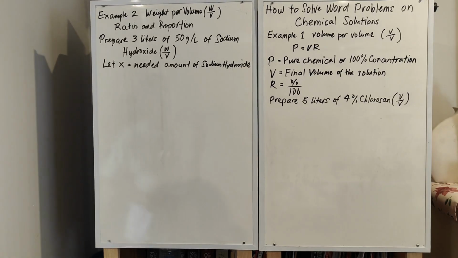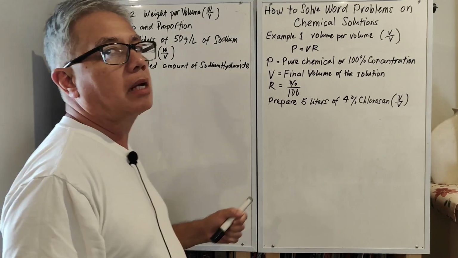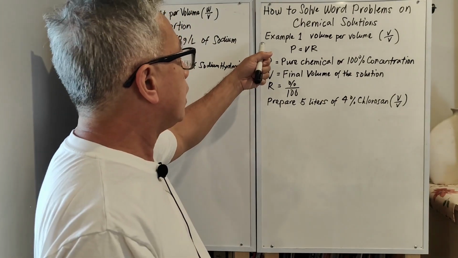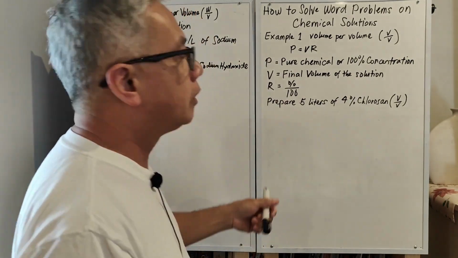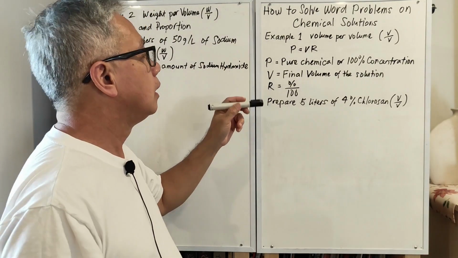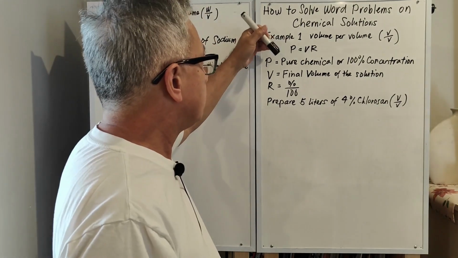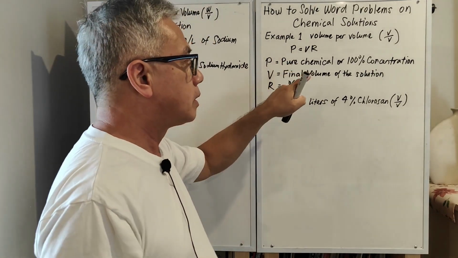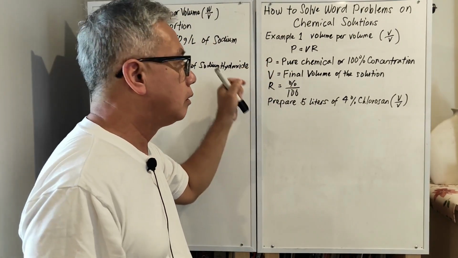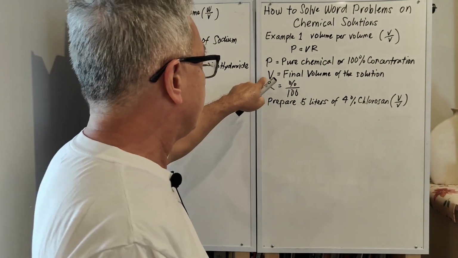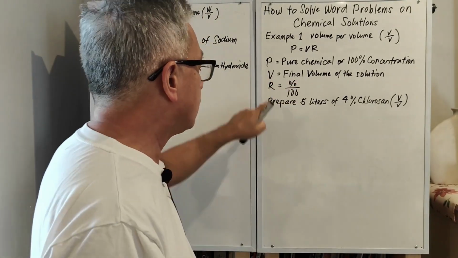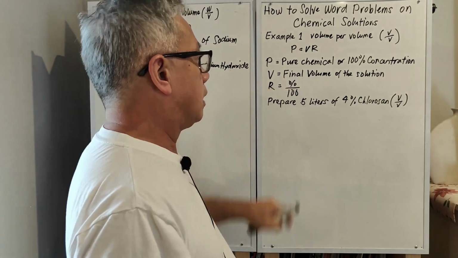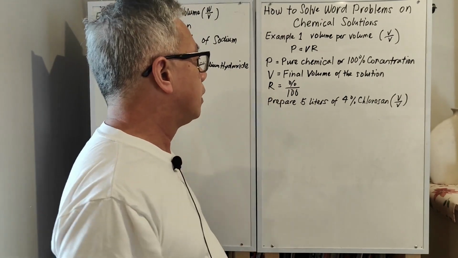How to solve word problems on chemical solutions. We have 3 examples. Example 1 is volume per volume, where you add liquid into another liquid. The working equation is P = VR, where P is the pure chemical, or the 100% concentrated chemical that we need to put into the solution, V is the final volume of the solution, and R is the percent of the solution divided by 100.